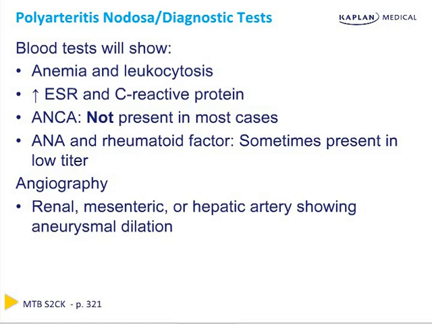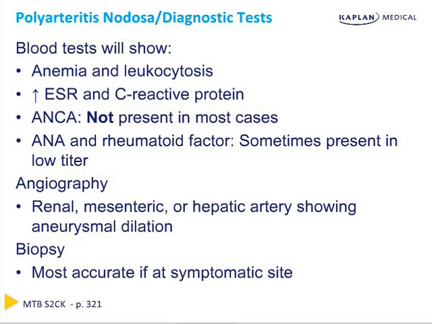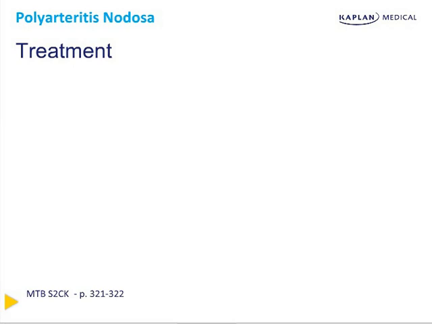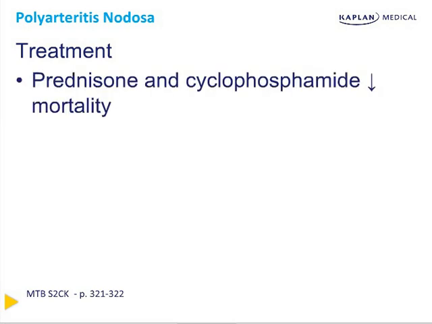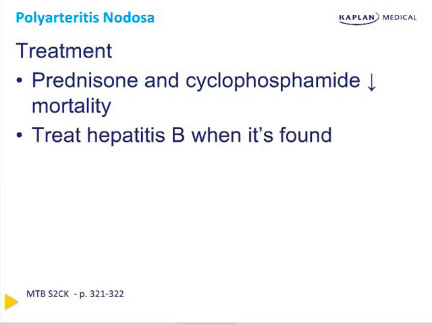Findings on angiography can be a little bit more helpful. Sometimes they'll perform angiography on either the renal arteries, mesenteric arteries, or hepatic artery, and can show aneurysmal dilatation due to the vasculitis. Finally, as has been the trend, biopsy is the most accurate test, particularly if you perform the biopsy at a symptomatic site. As far as treatment is concerned, prednisone and cyclophosphamide have been shown to reduce mortality in patients with polyarteritis nodosa. If the patient does have hepatitis B, treating the hepatitis B has been found to show benefit as well.